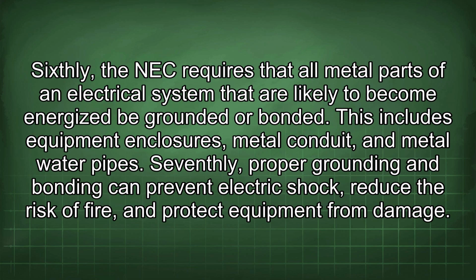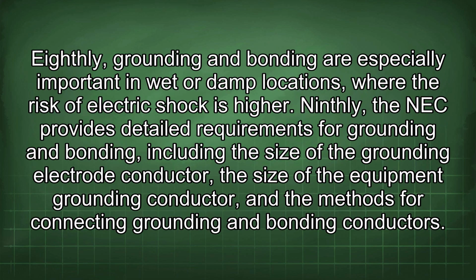Sixthly, the NEC requires that all metal parts of an electrical system that are likely to become energized be grounded or bonded. This includes equipment enclosures, metal conduit, and metal water pipes. Seventhly, proper grounding and bonding can prevent electric shock, reduce the risk of fire, and protect equipment from damage. Eighthly, grounding and bonding are especially important in wet or damp locations where the risk of electric shock is higher.